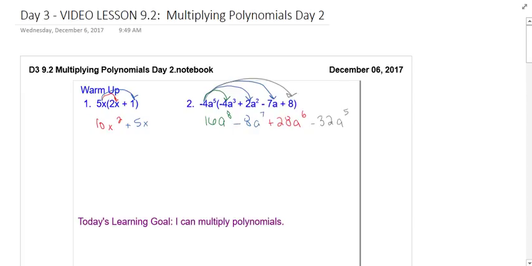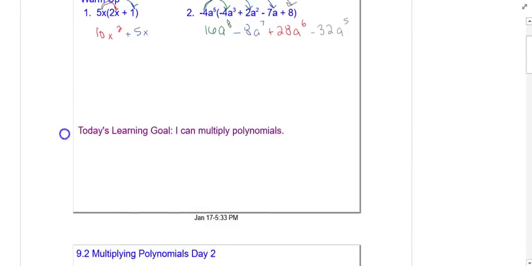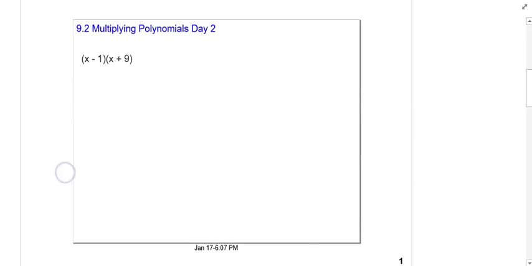Okay, today's learning goal is I can multiply polynomials. All right, so we're just doing practice today. Everything was taught to you yesterday. Today is just practice. All right, so here, let's try the box method.